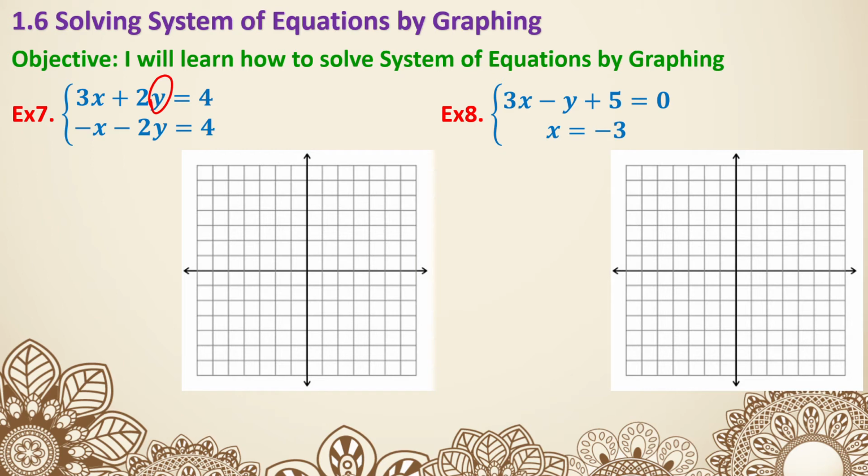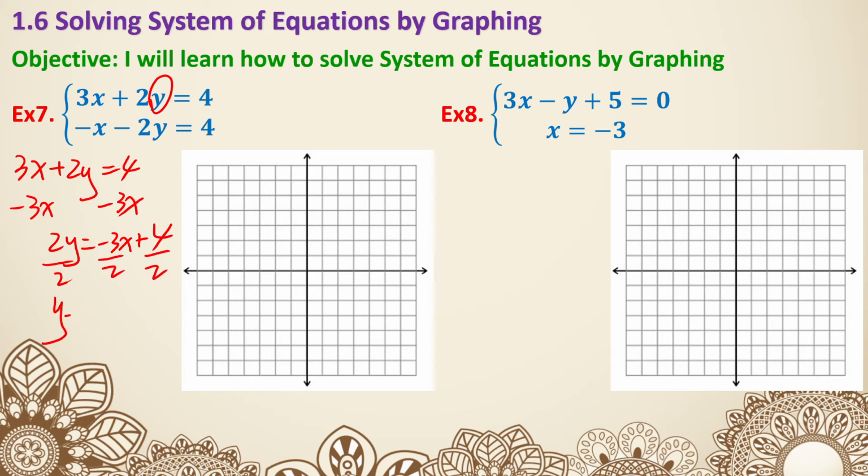So for example, equation 1, x plus 2y equals 4. We're going to solve for y, minus 3x on both sides. 2y equals -3x plus 4. Divide everything by 2. Y equals -3/2x plus 2. That's the first equation. Now I'm going to solve the second equation.